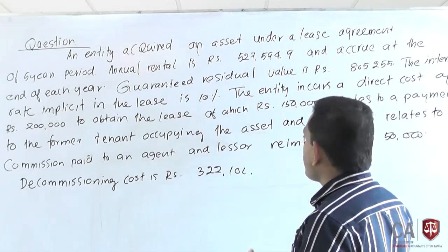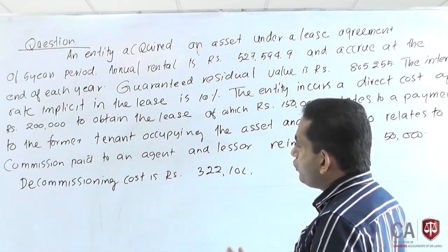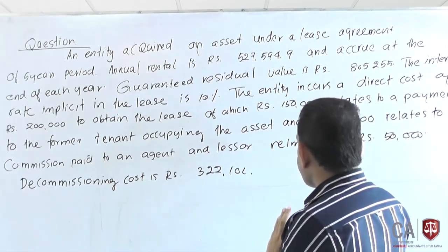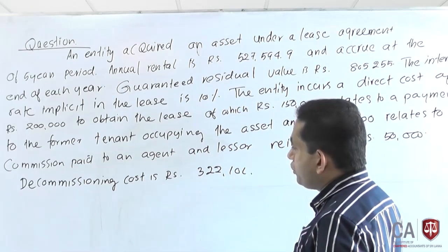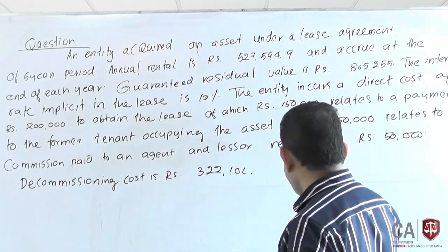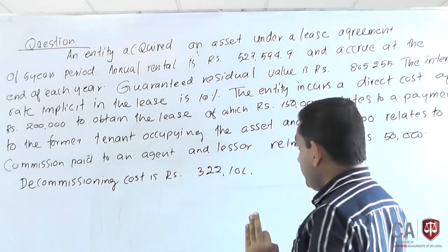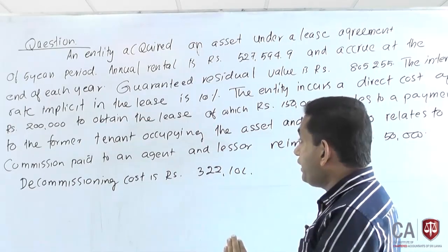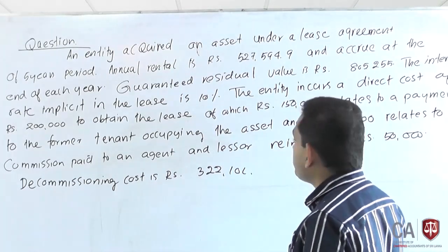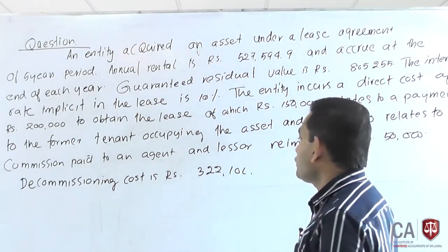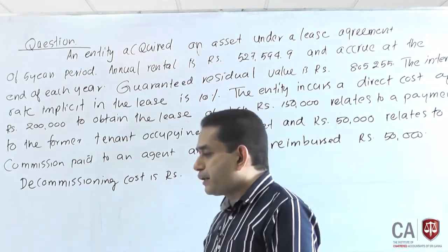The entity incurs a direct cost of rupees 200,000 to obtain the lease, of which 150,000 relates to a payment to the former tenant occupying the asset, and rupees 50,000 relates to a commission paid to an agent, and the lessor reimburses rupees 50,000. Decommissioning cost is rupees 322,102.